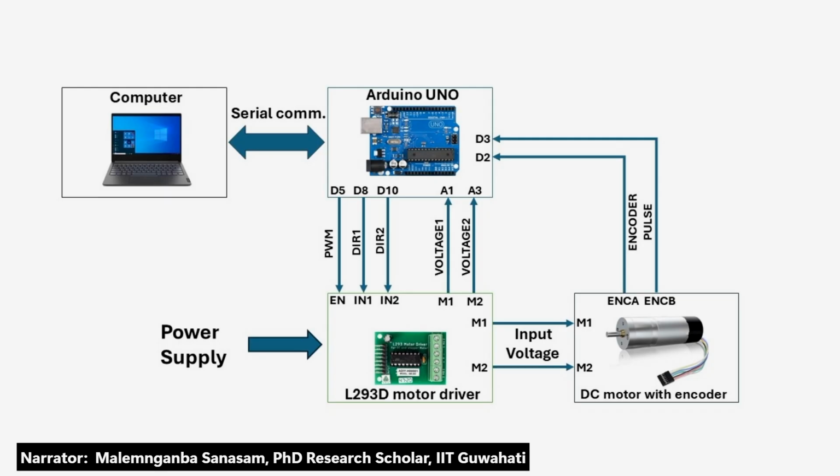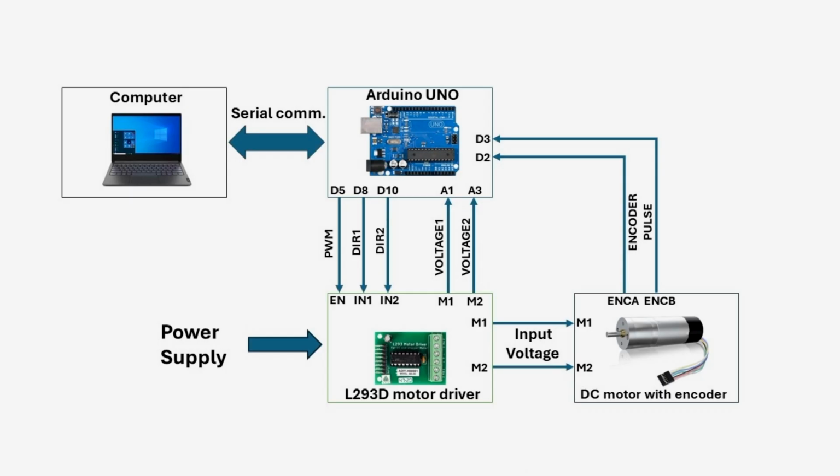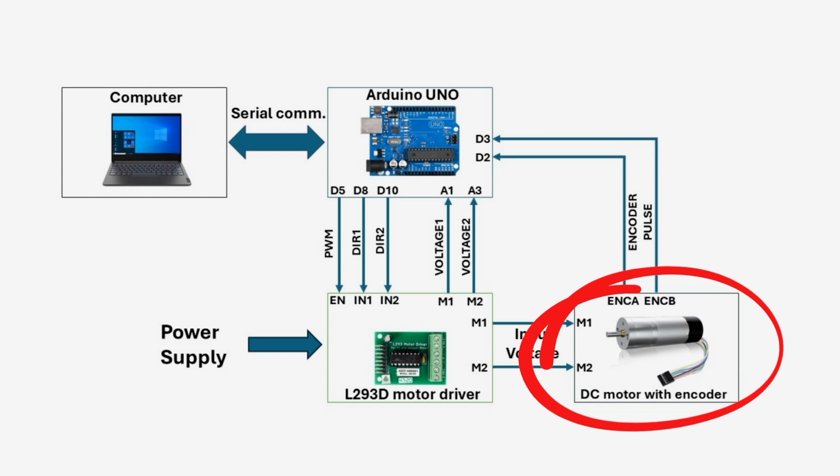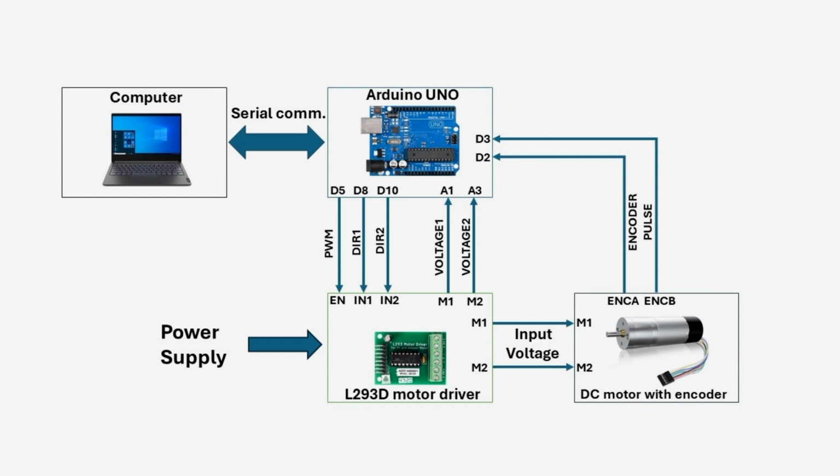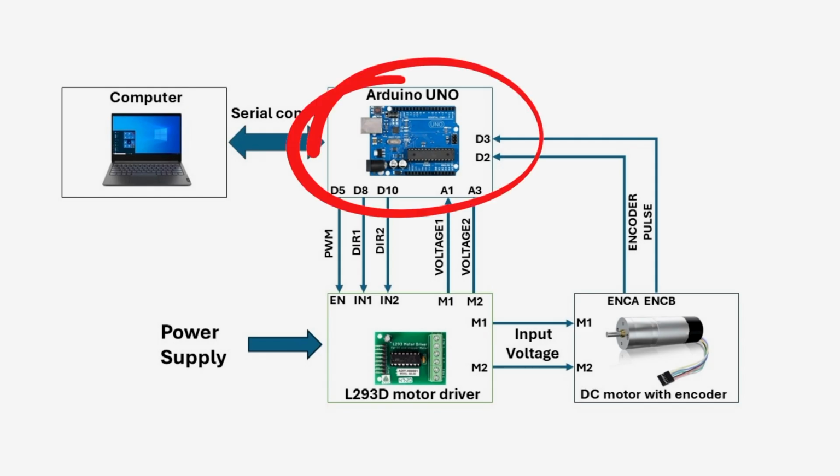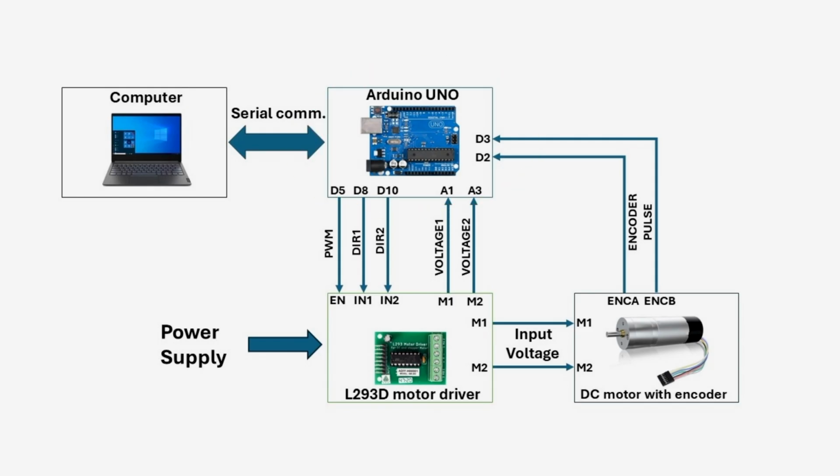Hello everyone. Today we will learn about the transfer function estimation of a DC motor from its time response data. For this experiment, we will be using a DC motor equipped with a magnetic encoder, an L293D motor driver circuit to provide power to the motor, and an Arduino Uno board for the controller. Here is the block diagram representing the connection between the components of our experiment.